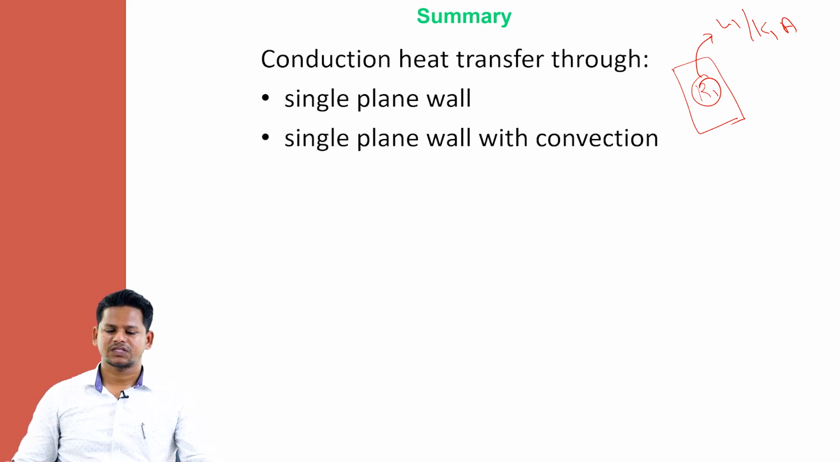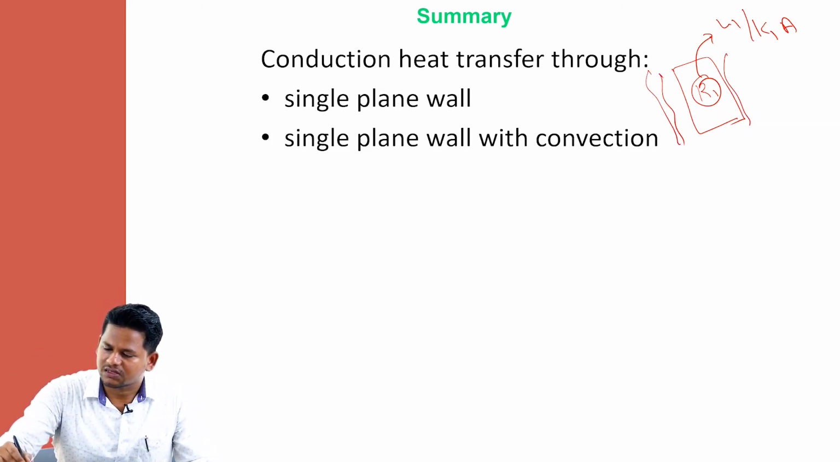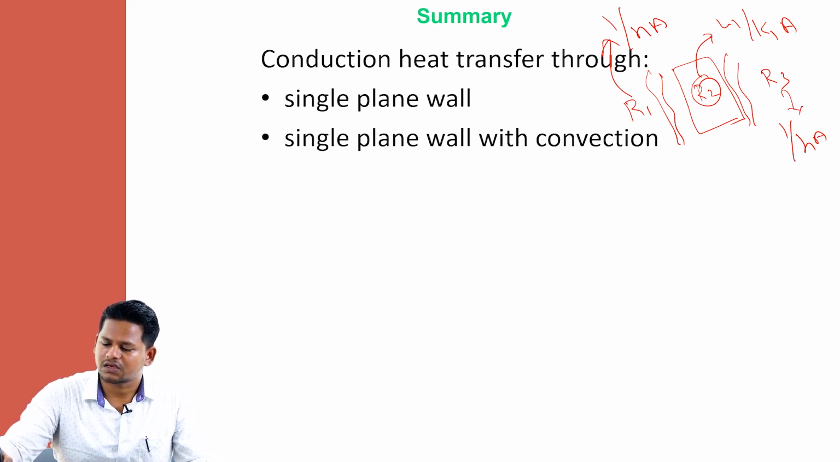wall. The second one is one dimensional steady state heat transfer in a single plane wall with convection. Let us assume we have convection here. So what will you do? This is not just R1, right? This is R1 plus R2 plus R3. What is R1? 1 by HA. What is R3? Again 1 by HA.